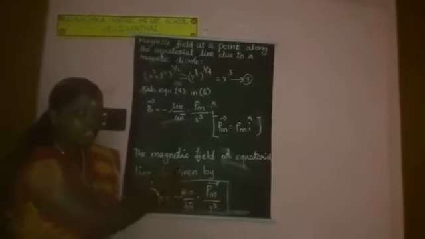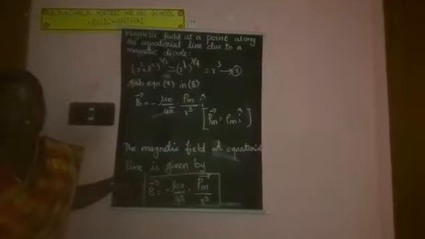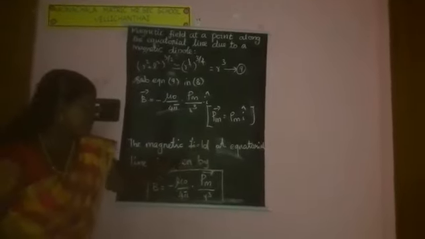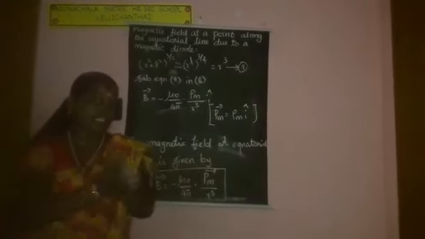So this is the equation of the magnetic field at an equatorial line. This is the formula of the equatorial line due to a magnetic dipole moment.